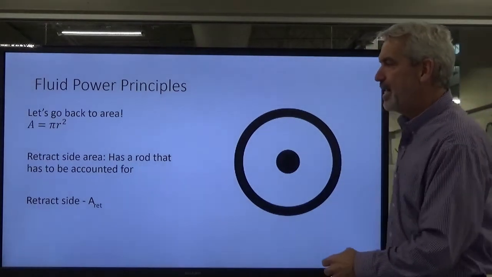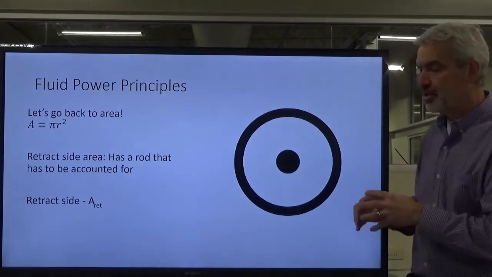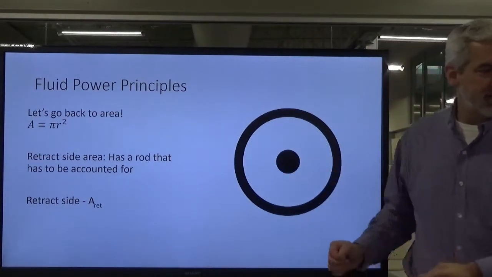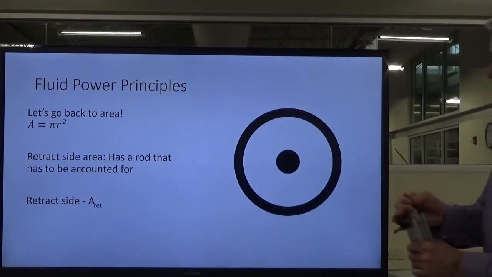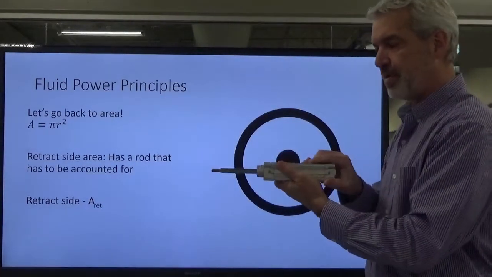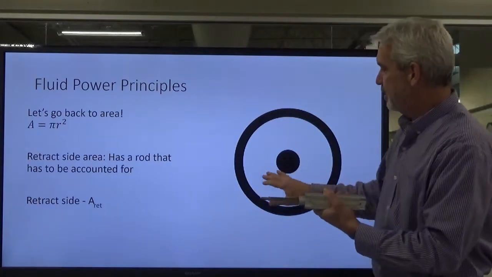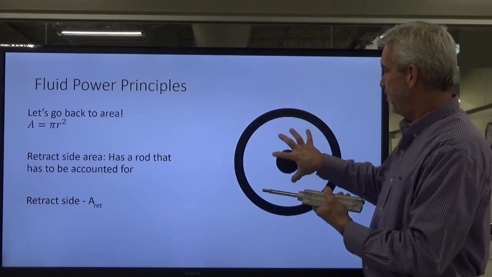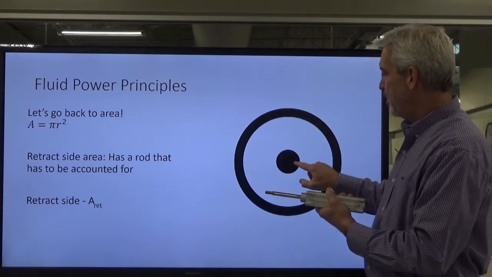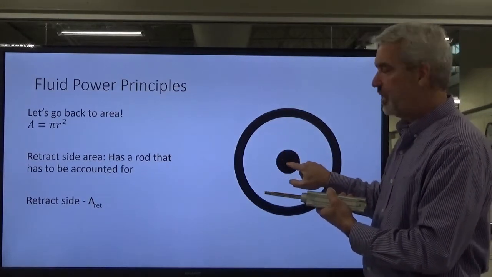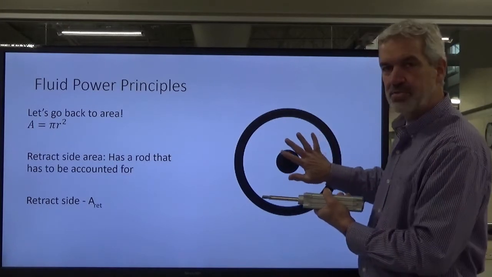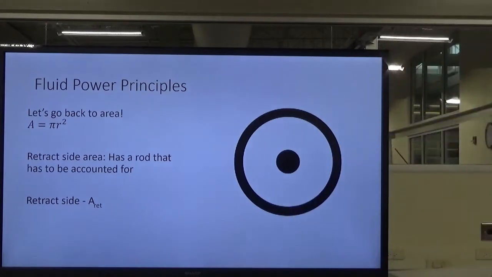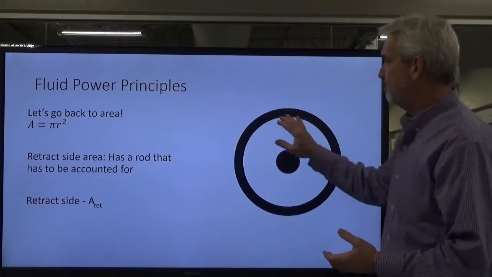Now, the retract side has a rod that has to be accounted for because when we put fluid pressure on it, that rod is extending. Let me show you this way. The rod is extending out like this, okay? All right? So inside that cylinder, we're going to be exerting force all around on this area right here. But this right here, this is an area that's not getting the pressure to retract. So this is the rod. So we have to take that out of our surface area.